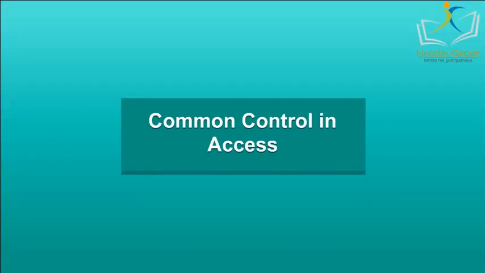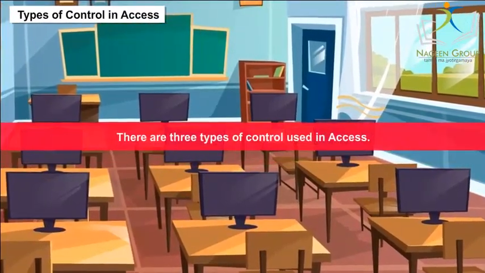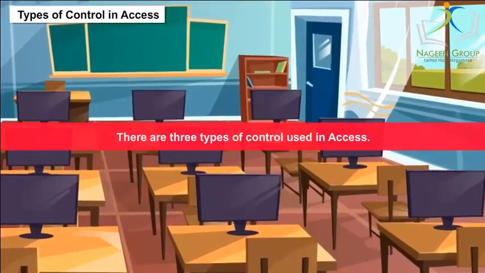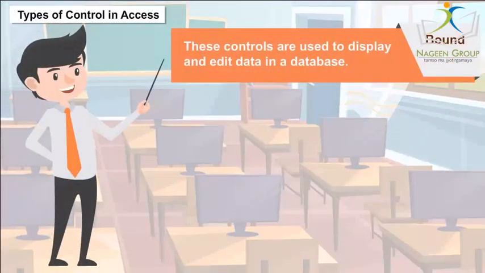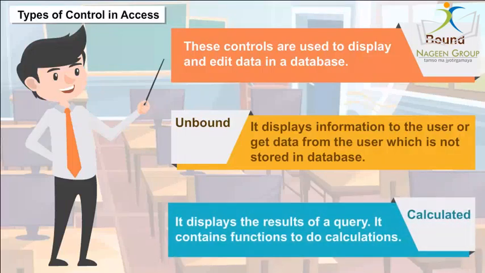Common controls in Access. Types of controls in Access. There are three types of controls used in Access. Bound. These controls are used to display and edit data in a database. Unbound. It displays information to the user or gets data from the user which is not stored in the database. Calculated. It displays the results of a query. It contains functions to do calculations.